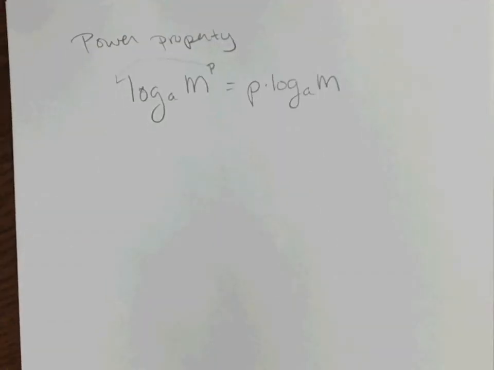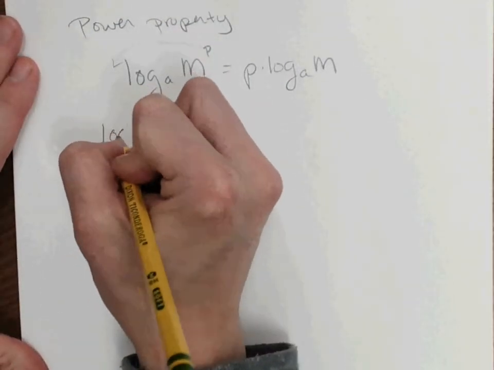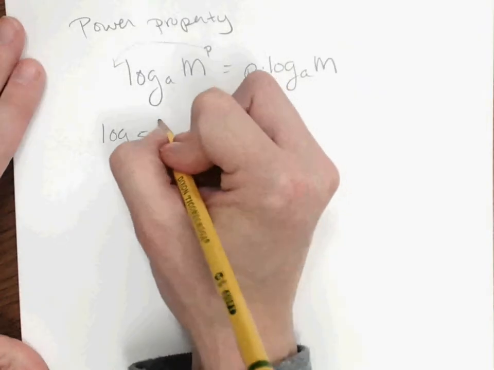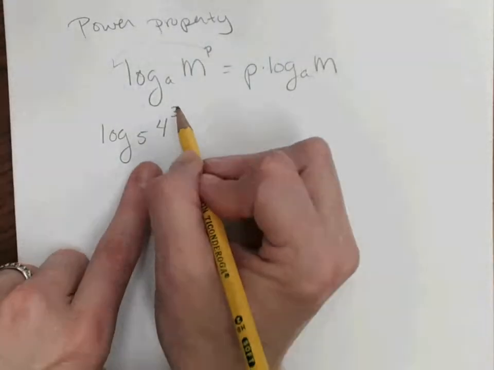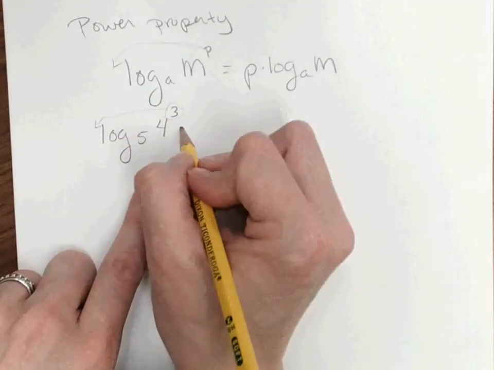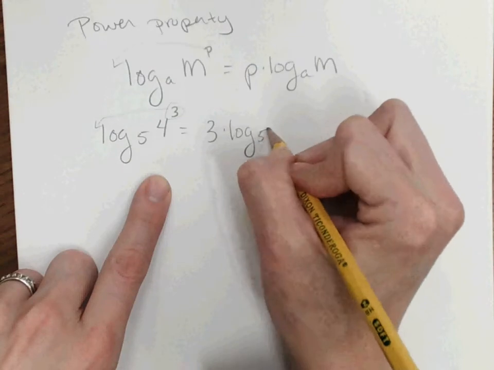So let's look at an example of this so we can kind of see how this works. Let's say I've got log base 5 of 4 cubed. Okay? This is an exponent up here, so I can bring it down in front. And I've got 3 times log base 5 of 4.